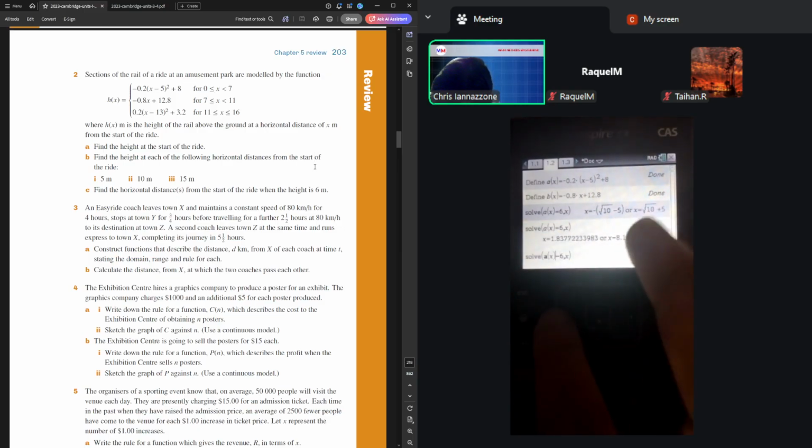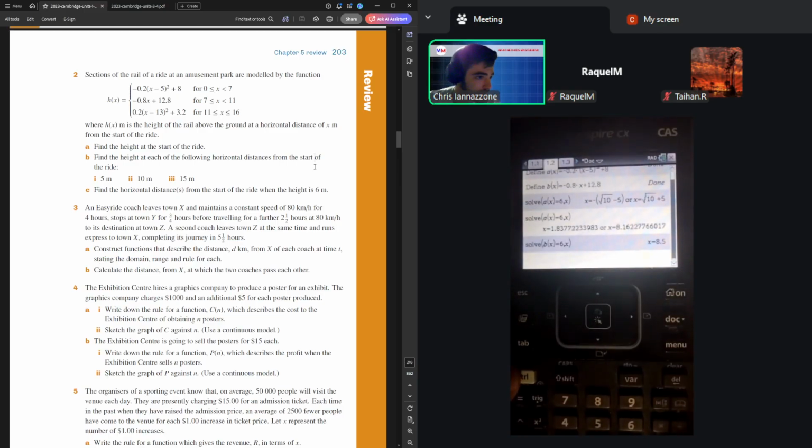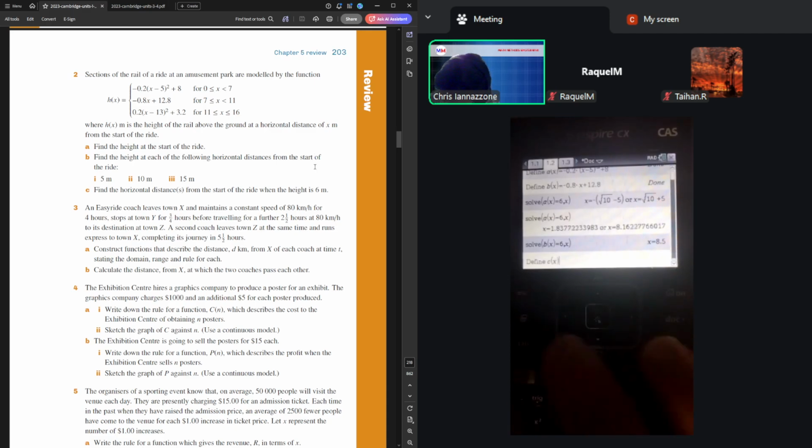Doing the same thing for b of x. Do any of those fit? X equals 8.5. Yep, one of those certainly fits as well. And then lastly, the c of x final function.